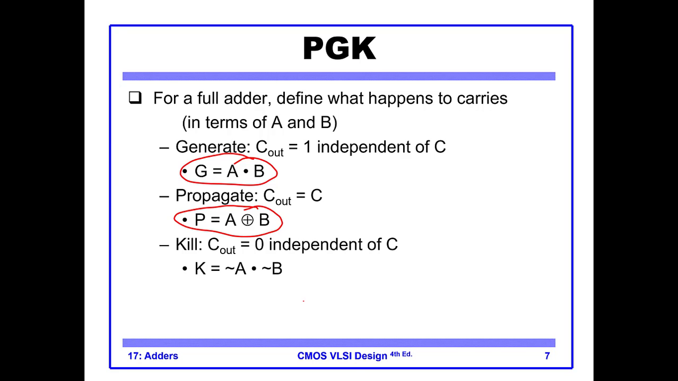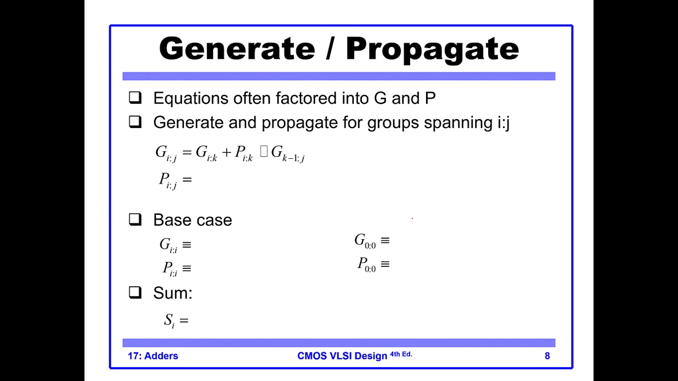Then the third one is called kill, which is basically NOT of A and NOT of B. It's the opposite of generate. So whenever kill is 1, Cout is 0 independent of Cn. It doesn't matter if Cn is 0 or Cn is 1. When kill is 1, the output Cout is always 0. So these are called P, G, K. And these equations can be extended.